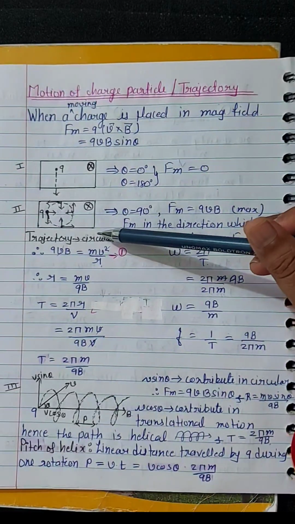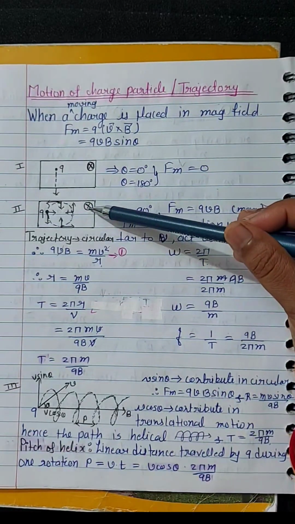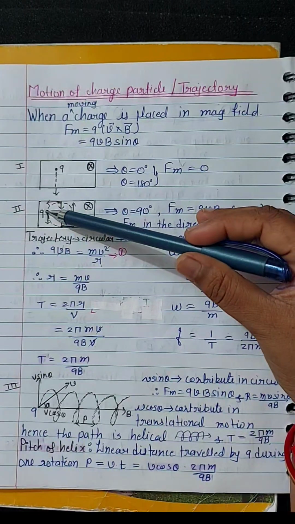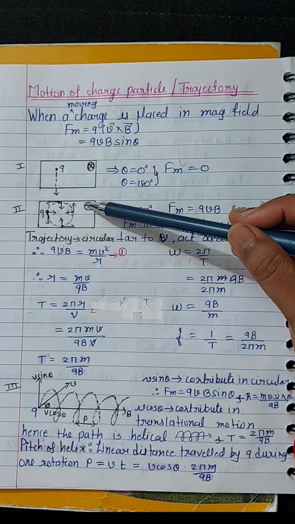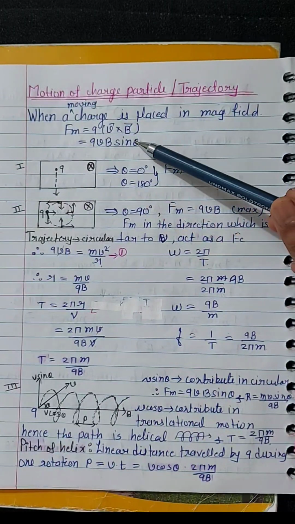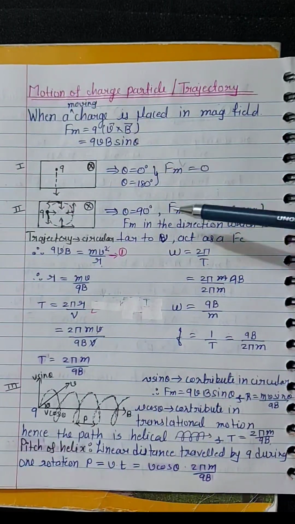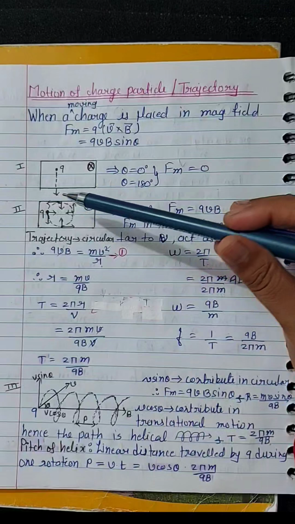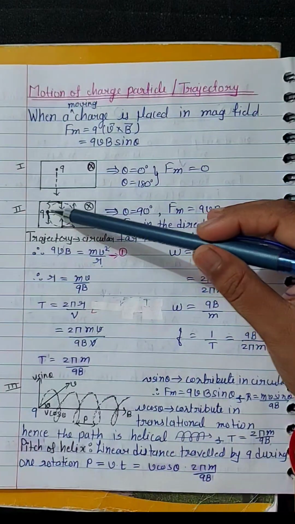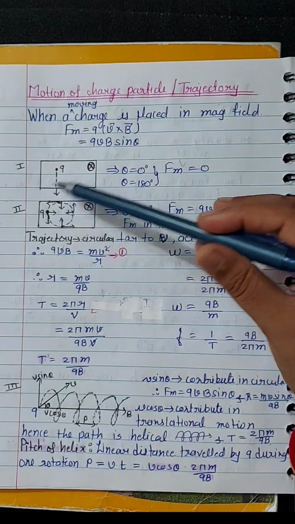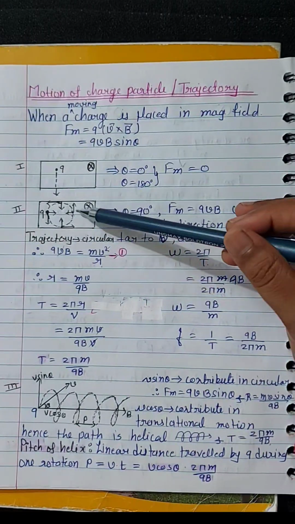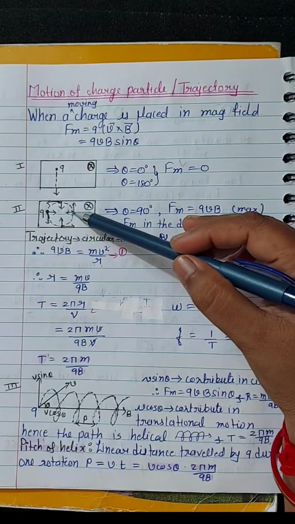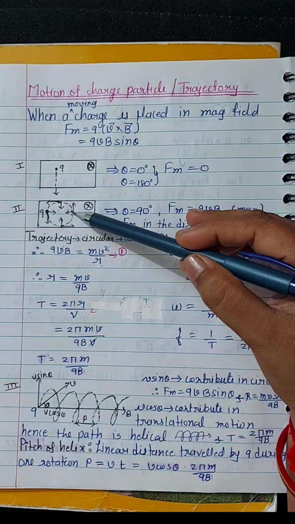In the second case, we have a similar uniform magnetic field and a charge is moving in this plane. So the angle between velocity and magnetic field is 90 degrees. In this equation, sin 90 is 1. So the Lorentz magnetic force is maximum, in the direction perpendicular to the velocity, and it acts like a centripetal force, mv square by r, which acts towards the center. So the path of the charge will become circular.